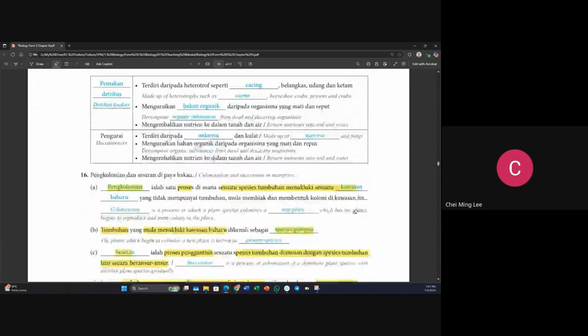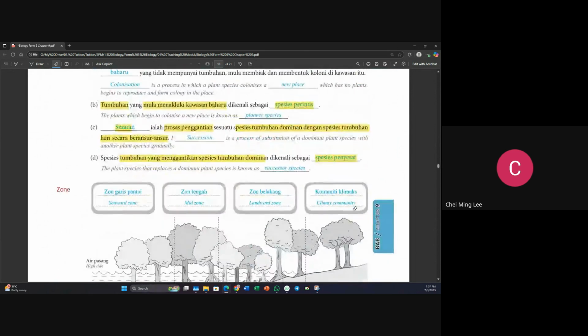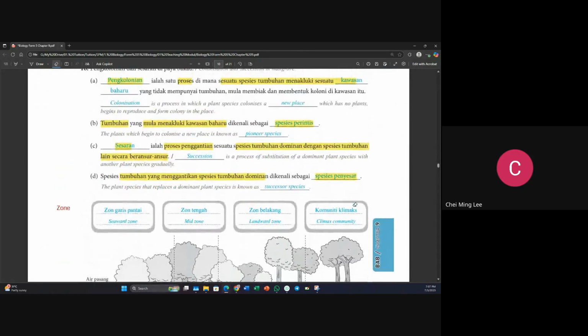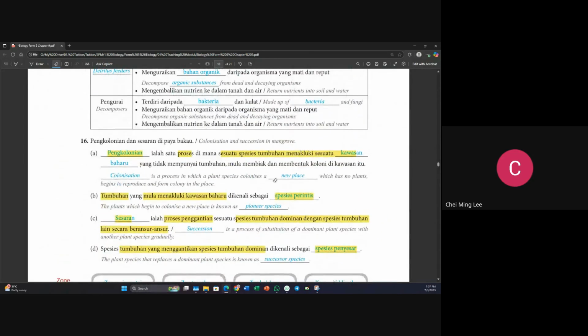Okay, so with this, we go to the colonizations and the successions in this mangrove.